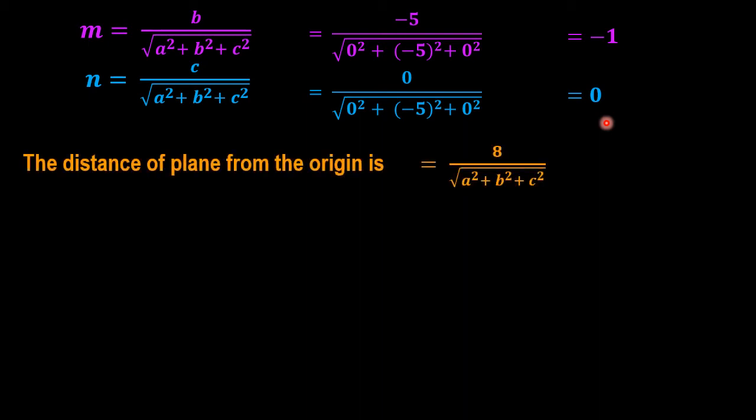The formula to find the distance of the plane from the origin is d divided by under root a square plus b square plus c square. The value of d is 8 and we have a as 0, b as minus 5 and c as 0. So putting the values of d, a, b and c and after simplification we get 8 by 5 units. So this is the distance of the plane from the origin. So in this way we find the direction cosines and the distance of the plane from the origin.